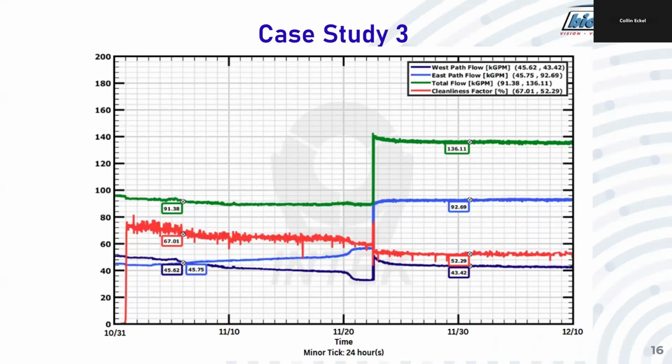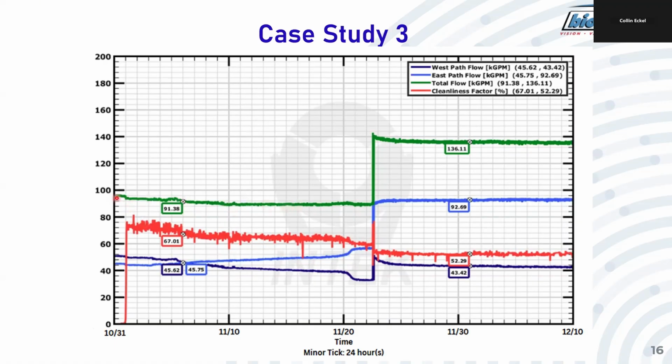This unit was just coming out of an outage. The plant was still performing maintenance on one of the 2 circulating water pumps, so only one circulating water pump was initially available. So this graph is showing that startup for the days when they were just running with one pump. Cleanliness factor calculated here in red. You can see it starts out at 70% before it starts dropping off and getting as low as about 60. The total flow rate was also decreasing, which is this green line up here.